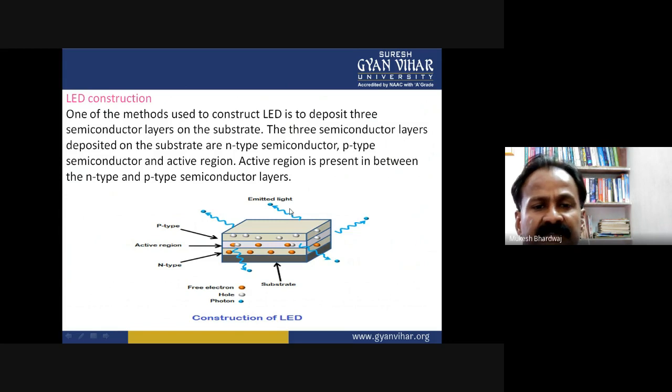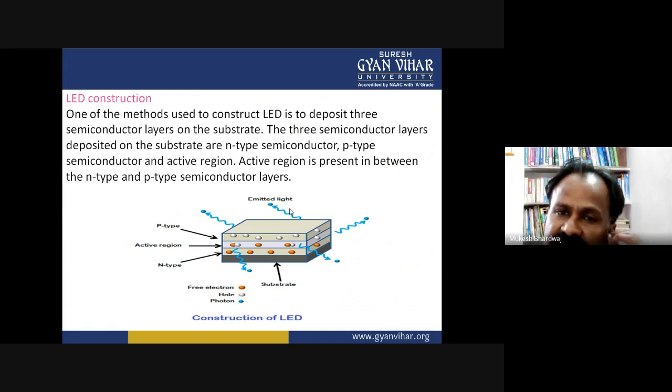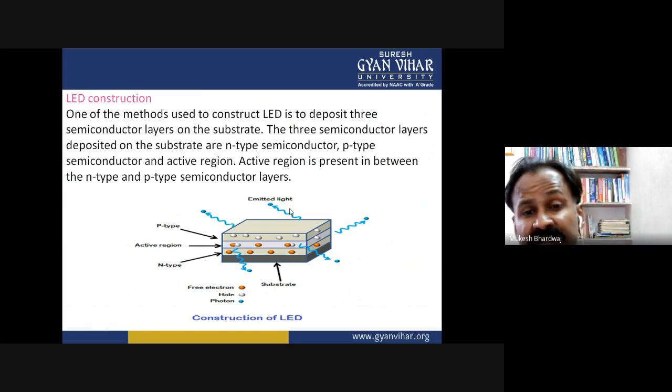LED construction. P-type and N-type, and in between, the active region is there, and the recombination takes place in the active region and results in emitting the light. One of the methods used to construct LEDs is to deposit three semiconductor layers on the substrate. The three semiconductor layers deposited on the substrate are N-type semiconductor, P-type semiconductor, and active region. The active region is present in between the N-type and P-type semiconductor layers.